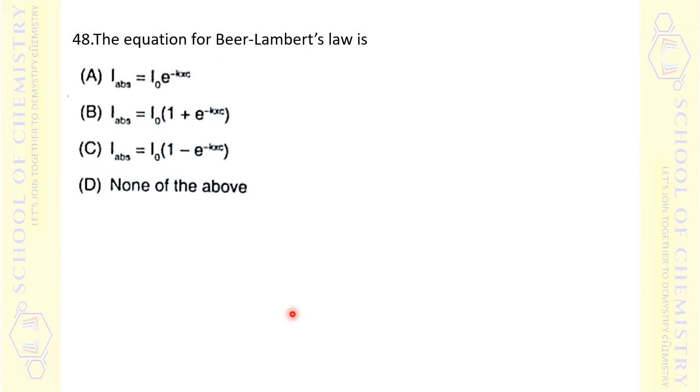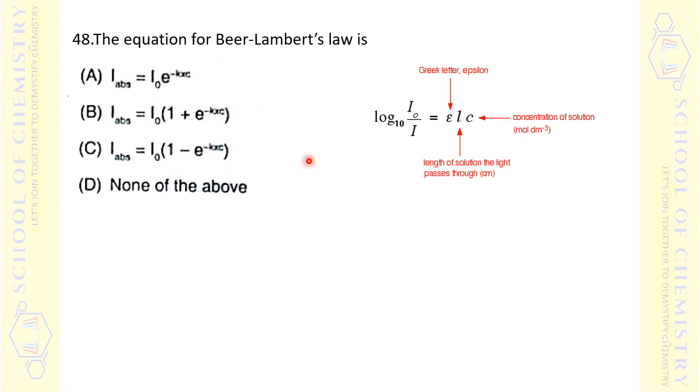This is an interesting question. Straight away they have asked Beer-Lambert's law, its mathematical form. But typically Beer-Lambert's law is not expressed in this particular form. Usually we remember Beer-Lambert's law: absorption, which is log of I naught upon I, is nothing but A. Absorption will be equal to epsilon, the molar extinction constant. It is a proportionality constant.